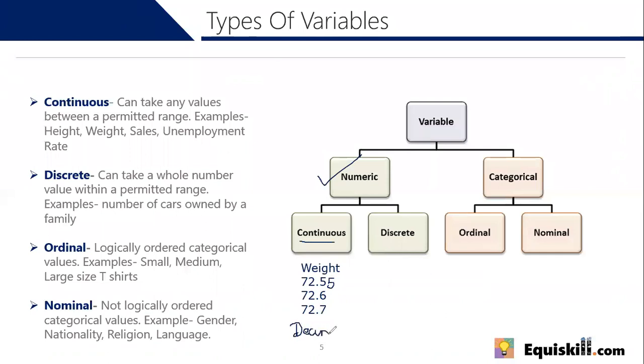Okay, so a numerical variable which fulfills both of those criteria and can have decimals is known as a continuous variable. But if it cannot have decimals, it is known as a discrete numerical variable. Let's take an example, okay?